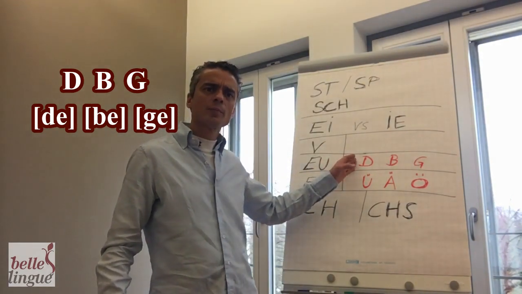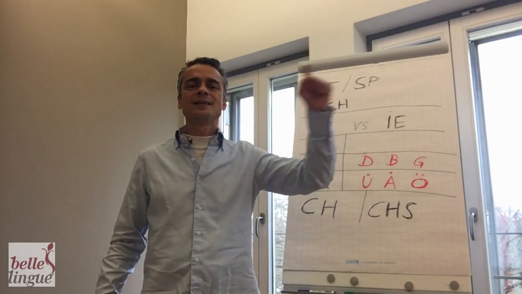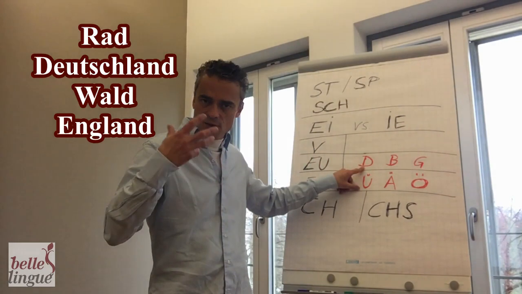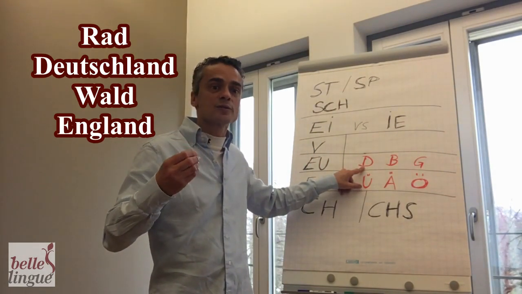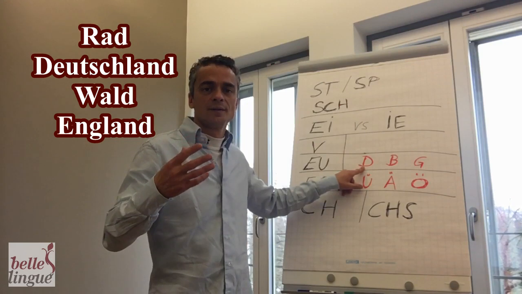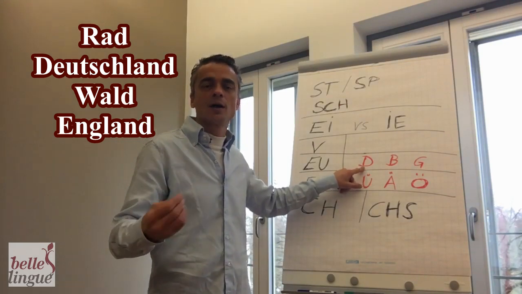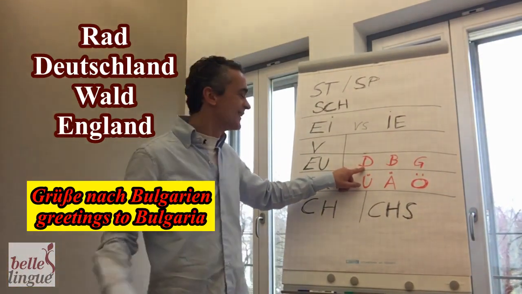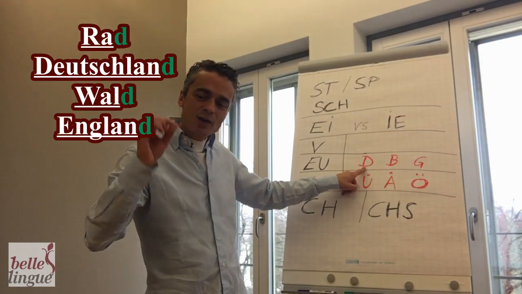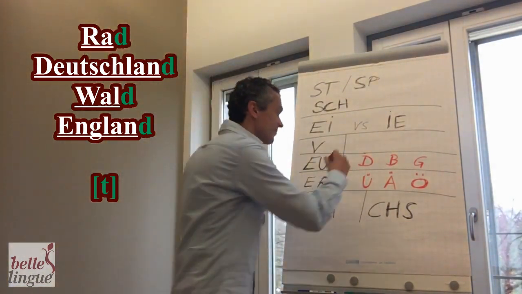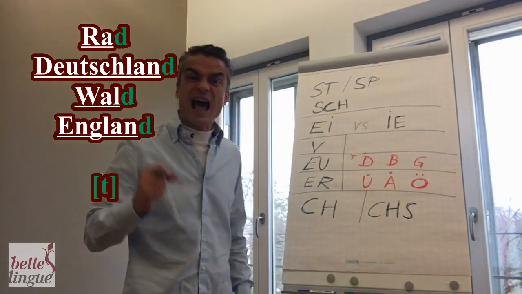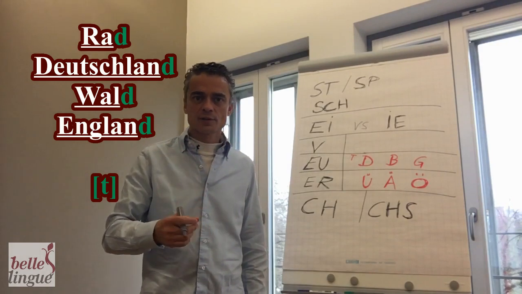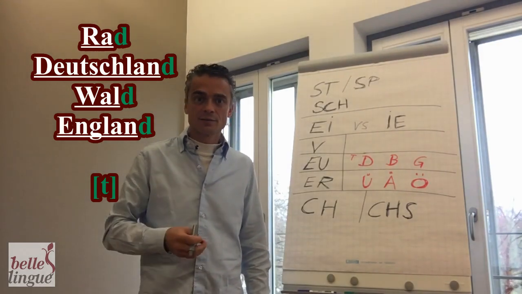But these are normally no problems. It's only if these letters are at the end of a word. So look at these words. The D is a soft letter normally. But you do not say rad. Maybe it's the Italian pronunciation for rad, or the Bulgarian name Radu. No, the final D is pronounced as a T. So you say Rat. The country Germany, Deutschland, or forest, Wald, or England, England.